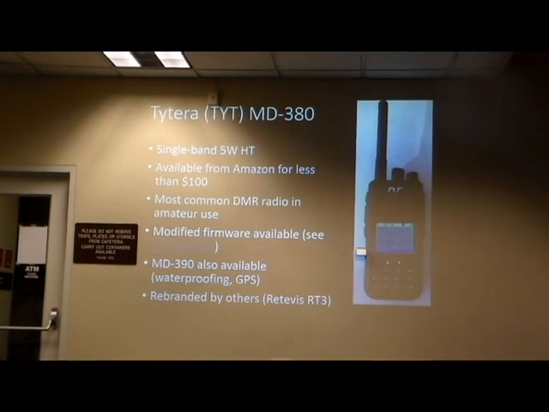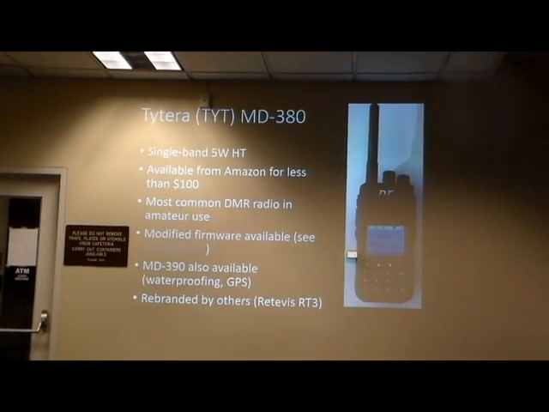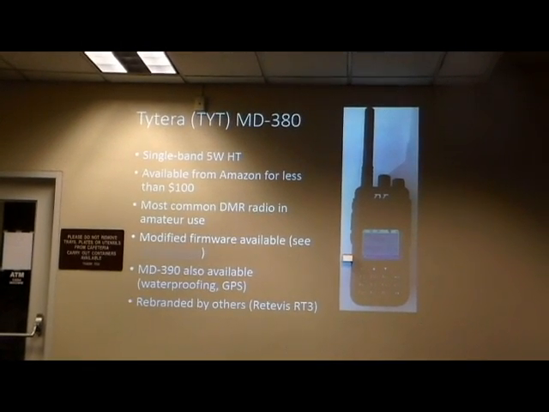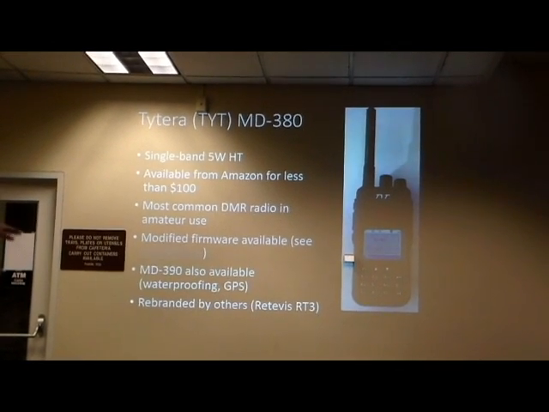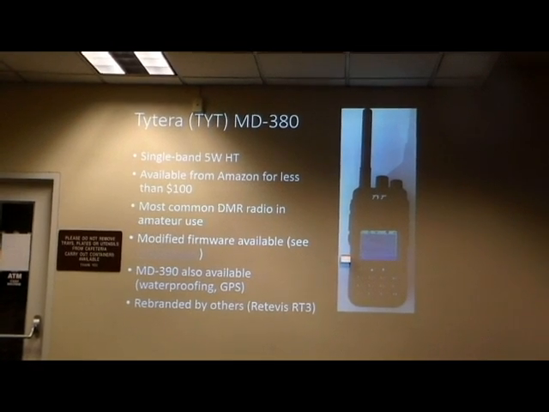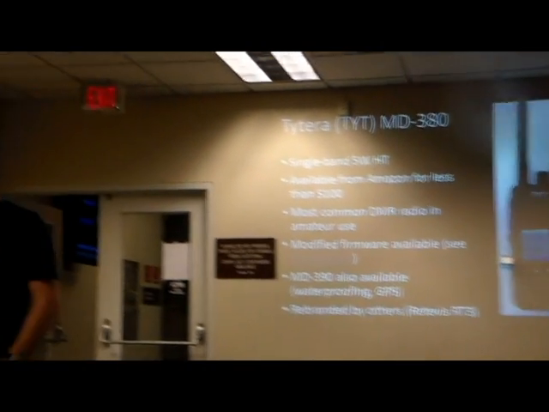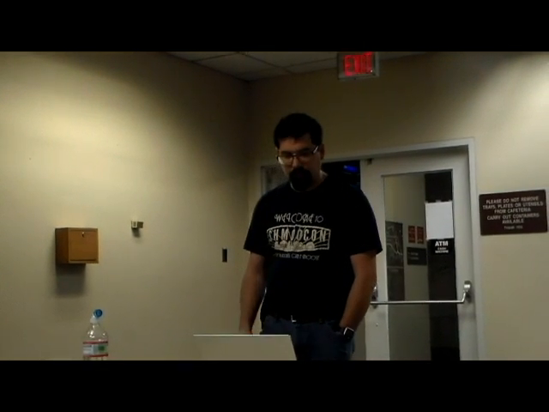There are a couple other models. The MD390 is pretty much more of the same, but waterproof with GPS. It's been rebranded as a bunch of other models. Like I said, the only reason I mention this is that it's really the radio that has made DMR accessible to a lot of people. You can do FM on it, however, it is a single band. And almost all amateur use DMR is on UHF. It's incredibly rare for VHF.